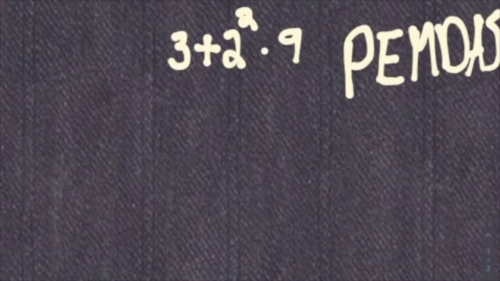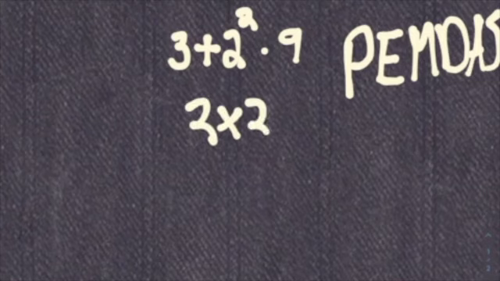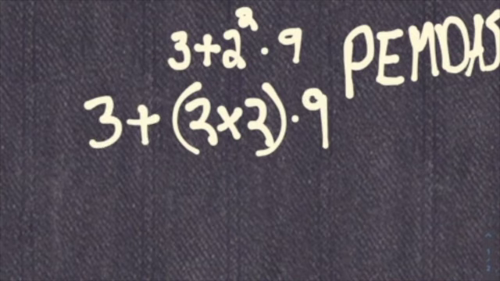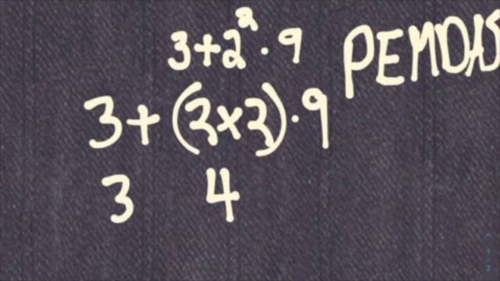2 to the second power is the same as 2 times 2. I'm going to write that out down below to make it clear what I'm thinking, and then rewrite the rest of the problem: 3 plus 2 times 2 times 9. I need to do that 2 times 2 first, so I simplify that to 4. Now I have 3 plus 4 times 9.